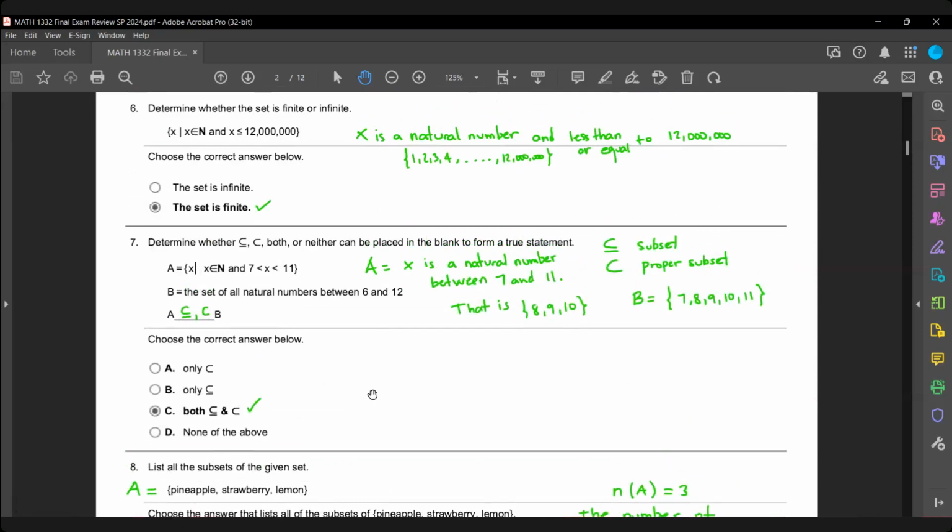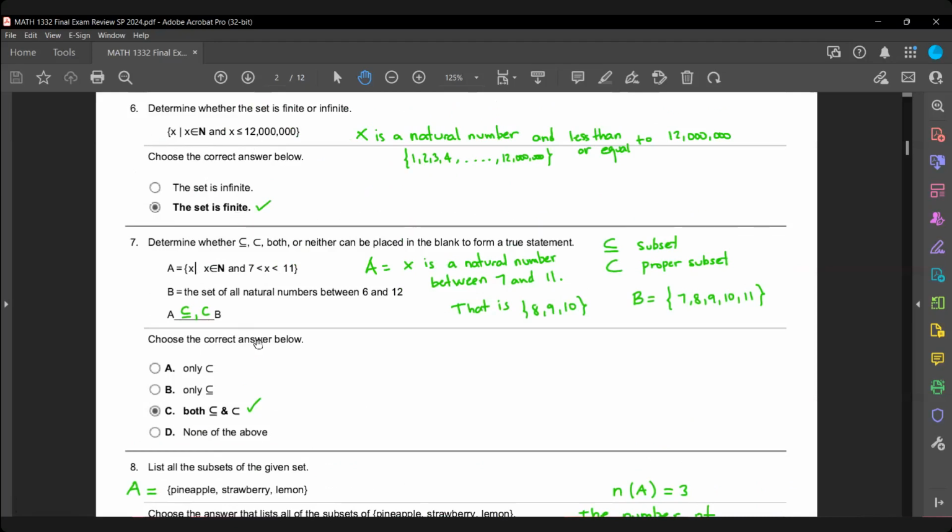In number 6, we see another set represented in this form. This represents the element, it's a natural number, and the number is less than or equal to 12 million. What does that look like? It is a natural number, so it is 1, 2, 3, 4, 5, and so on, until the number 12 million. We can actually count the number of terms in this particular set. So this set is finite.